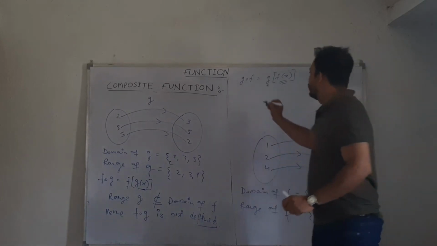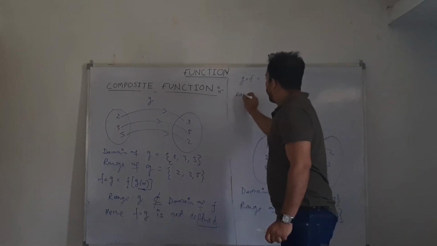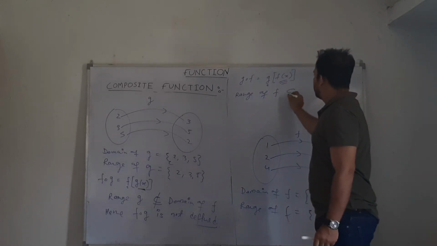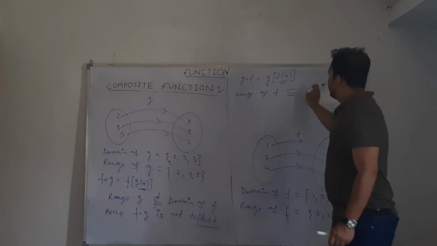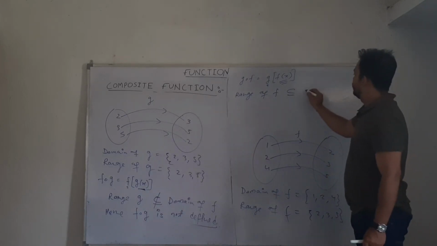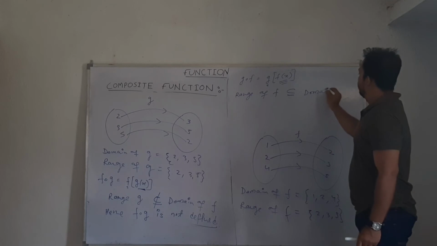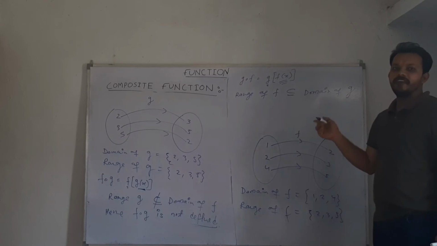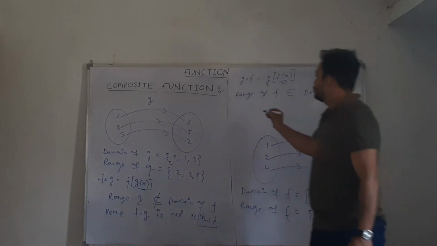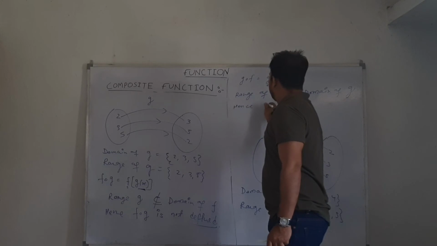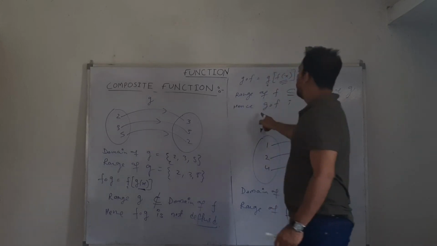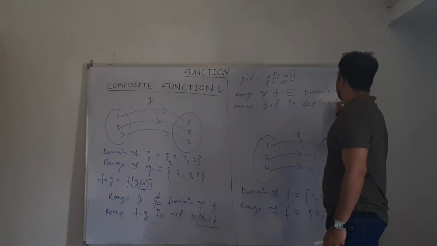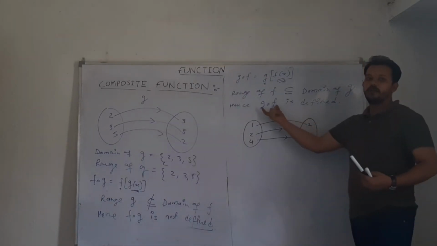Then we can say that the range of function f is a subset of the domain of function g. Hence GOF is defined. Hence we can write, hence the composite function GOF is defined.